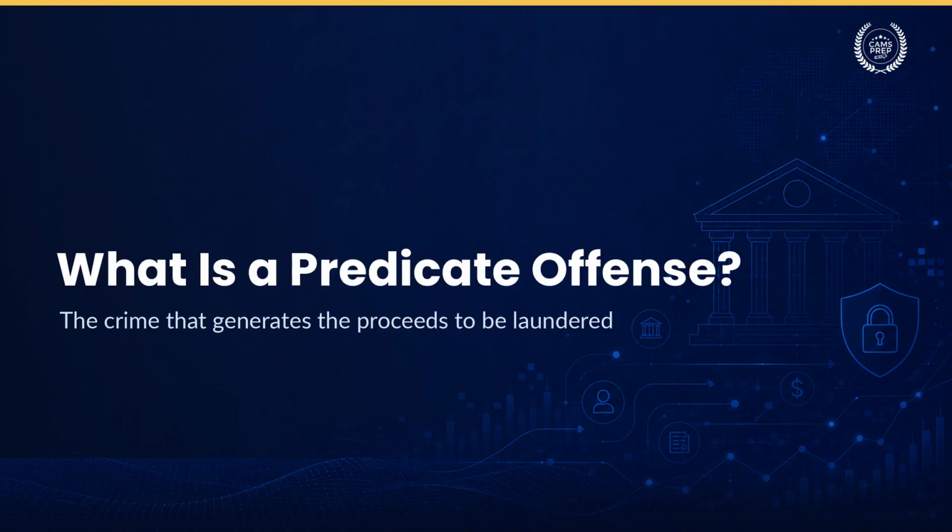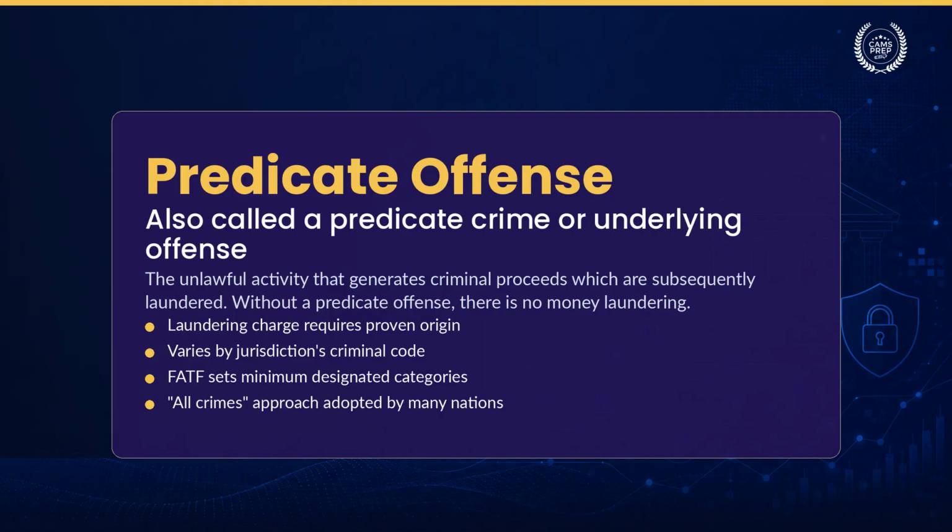What exactly is a predicate offense and why does it matter so much in anti-money laundering law? A predicate offense is the unlawful activity that generates criminal proceeds which are subsequently laundered. Think of it this way. Without a predicate offense, there is no money laundering. The crime comes first, the laundering follows. For a prosecution to succeed, authorities generally must prove that the funds originated from a specific criminal act.